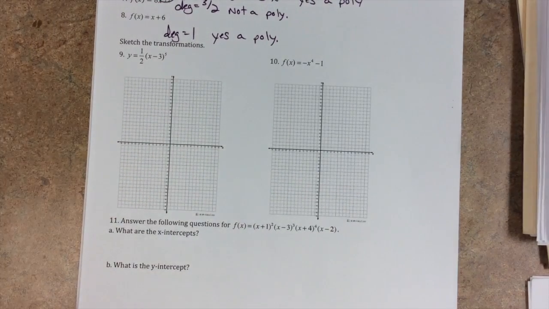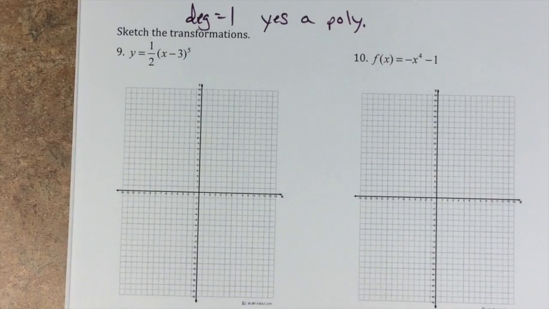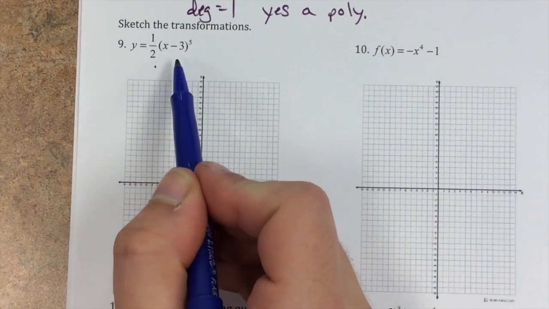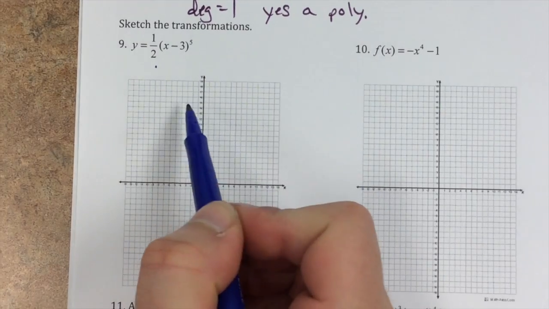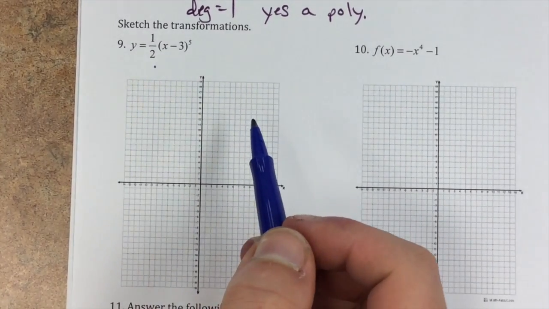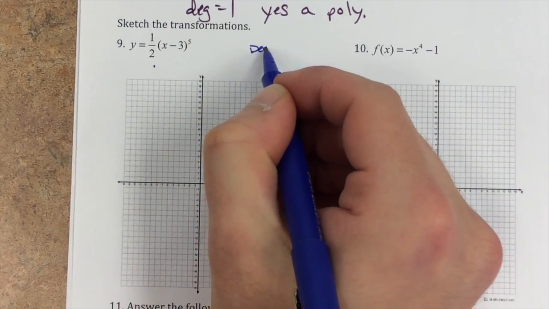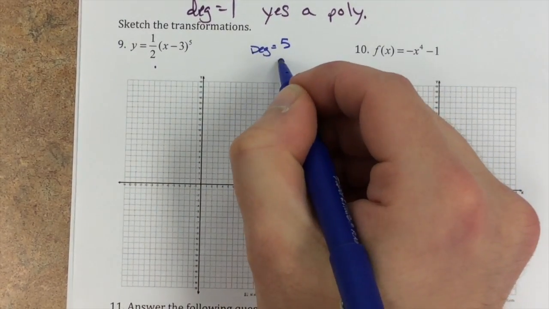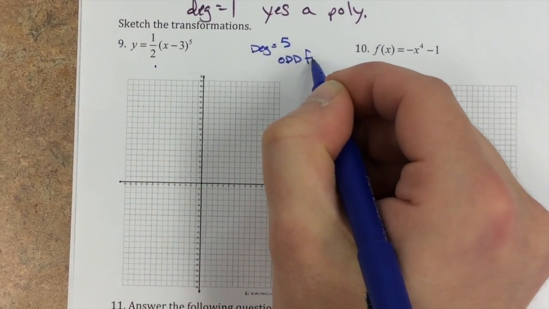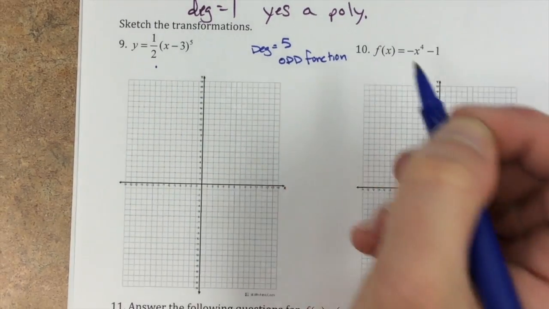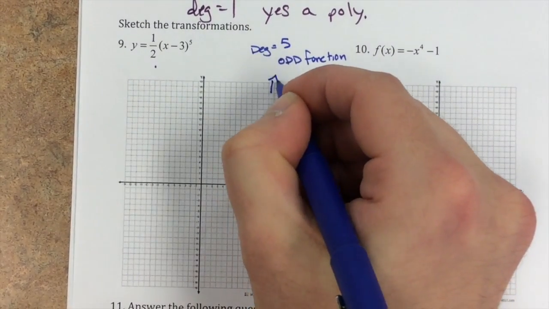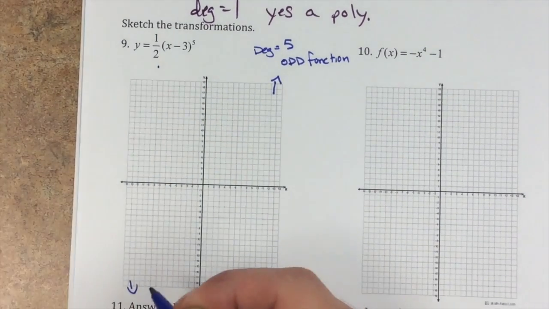So, for the first problem, let's make that a little bigger. We have y equals 1/2 times x minus 3 to the 5th power. So the first thing I'm going to do is look at the degree and determine the end behavior. The degree is 5, so that's an odd function. And we know the end behavior for an odd function is going to end up in the first and third quadrant.